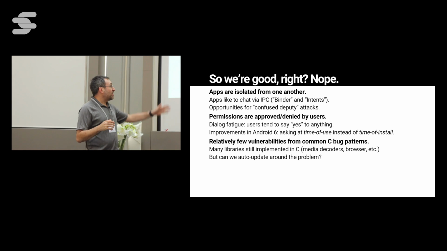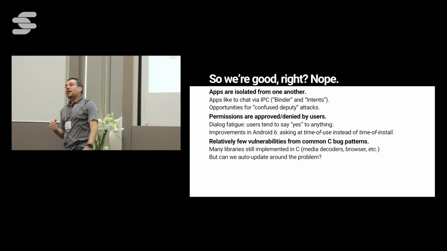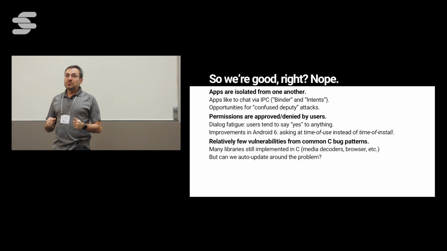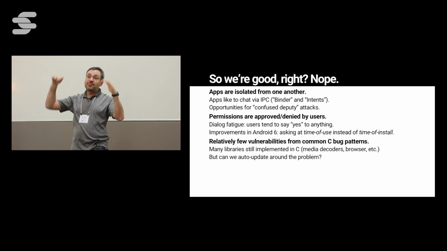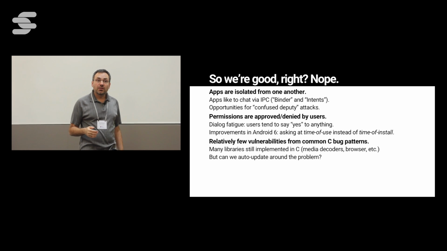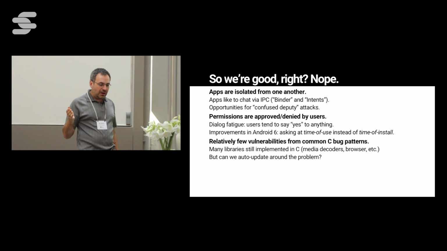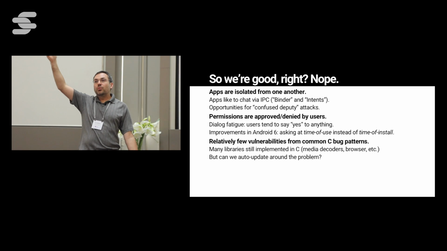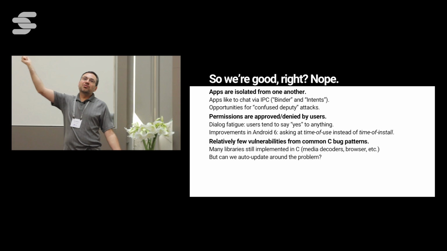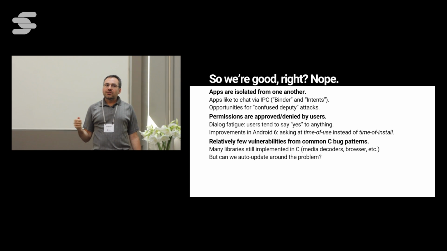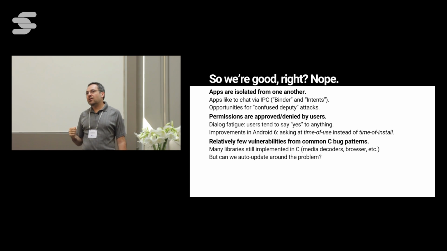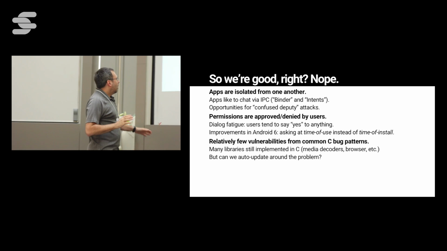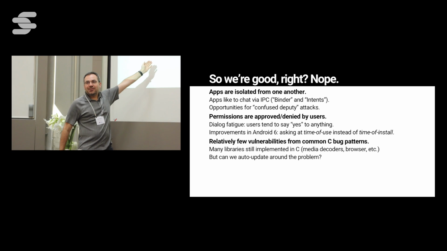And so the C thing, well, there are a ton of libraries still implemented in C. Your media decoders, once you get below a certain layer, all the graphics are implemented in C for performance. So there's a ton of C code in there. And the entire browser is just WebKit, which is hundreds of thousands of lines of C. So there's a lot of C code that's still potentially attackable. But hey, we'll just auto-update, right?